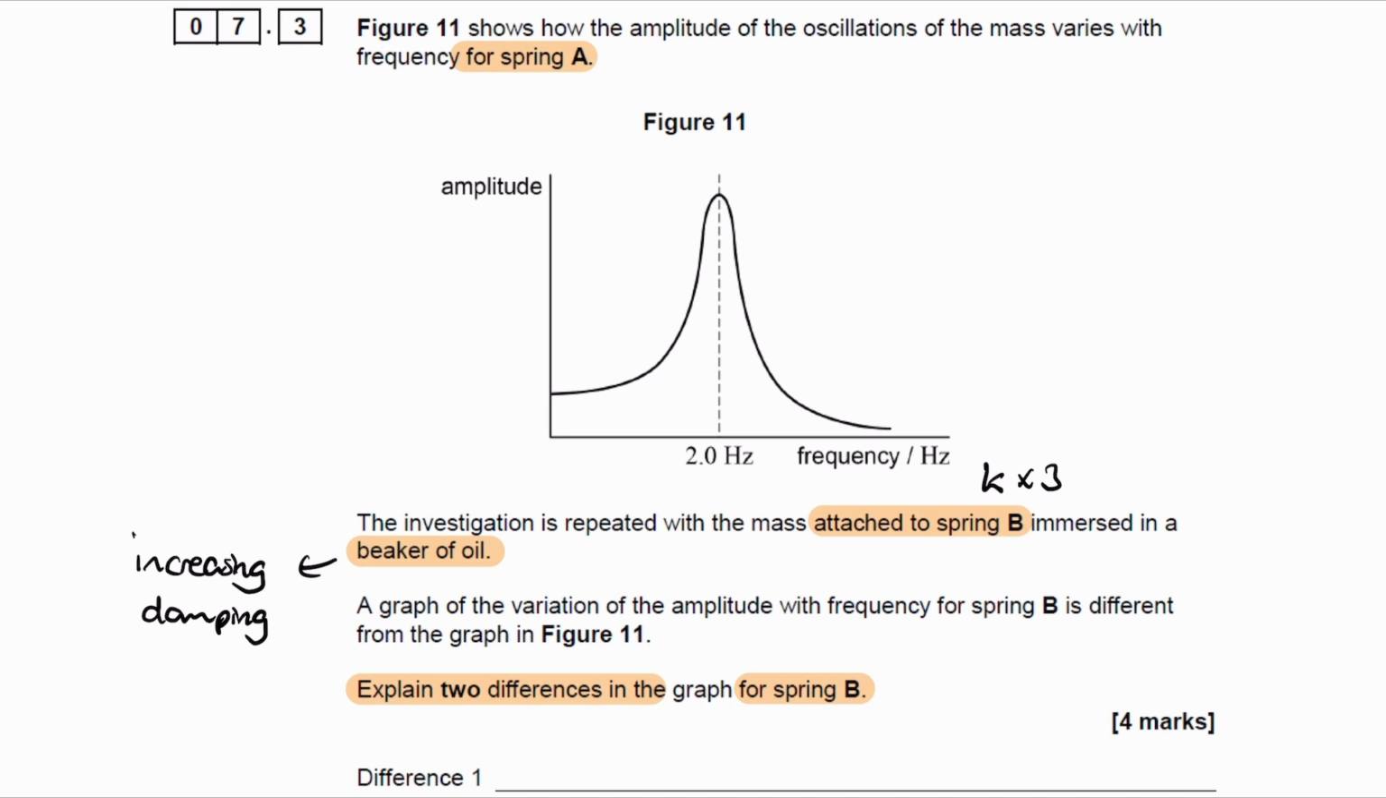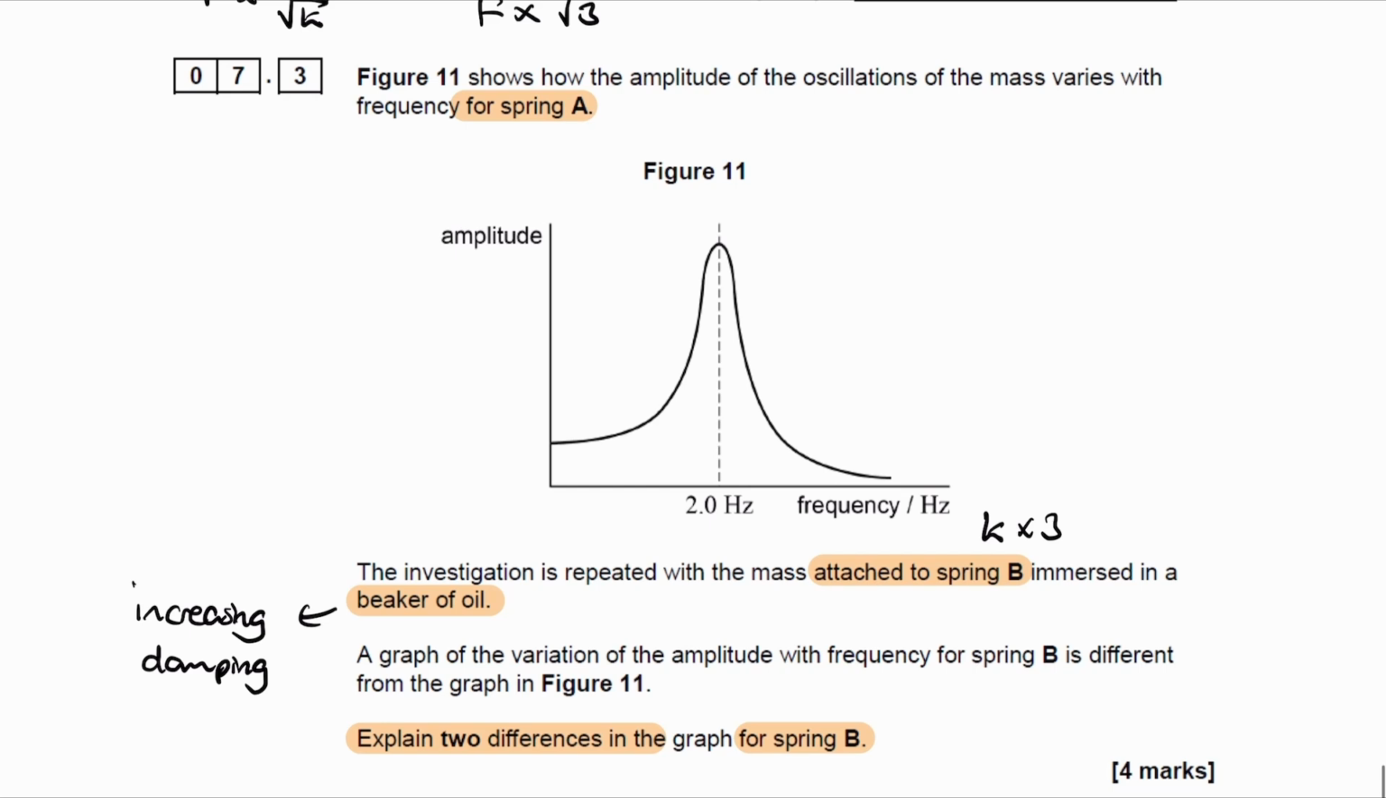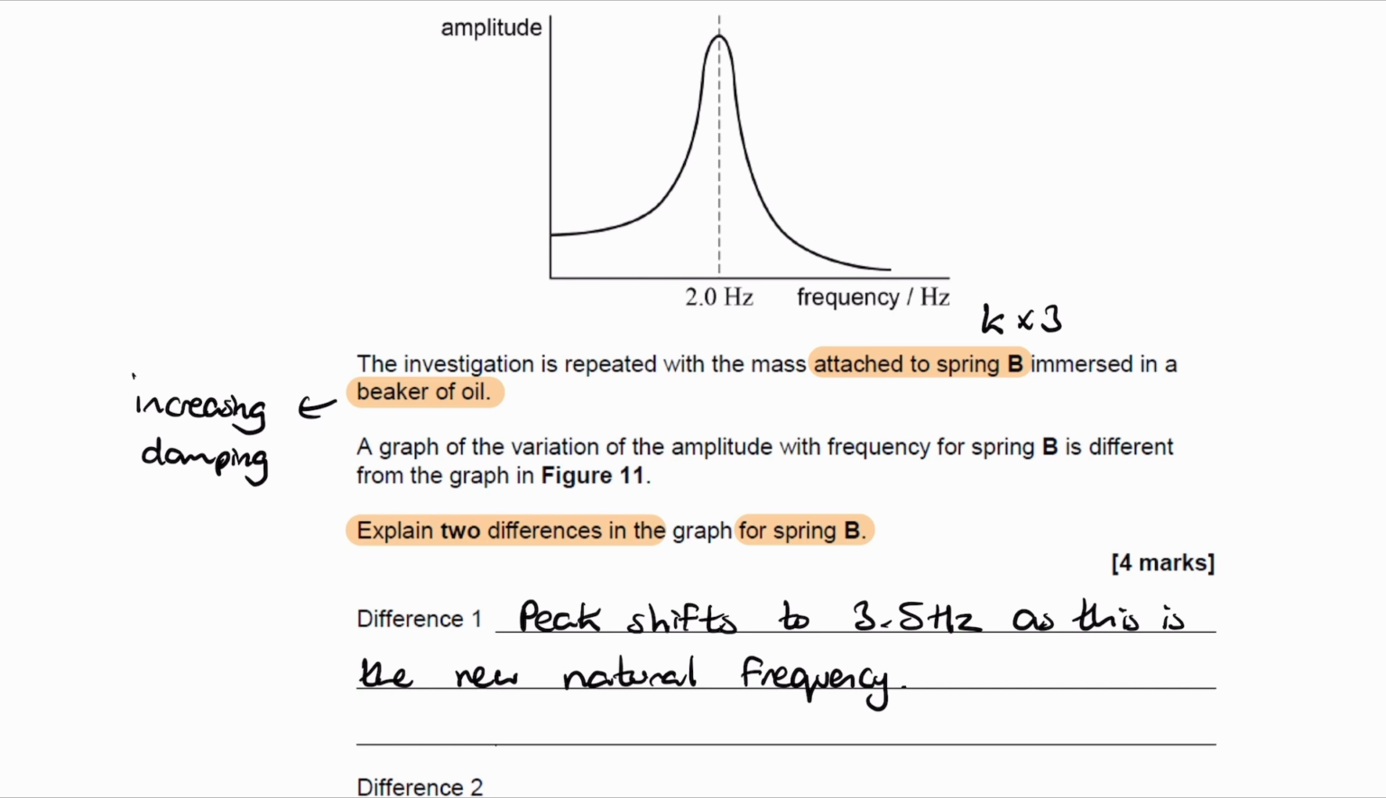Okay, so if the spring constant triples when going from A to B, as we worked out earlier, the frequency has increased. The frequency was 2 Hz to begin with. That was the natural frequency of mass spring system A. Now it's gone up to 3.5 Hz. So, where before this peak was at 2 Hz, now it'll be at 3.5 Hz. Again, because the spring constant has tripled. So that will be our first difference and explanation. So the peak shifts to 3.5 Hz as this is the new natural frequency with the spring constant tripling.